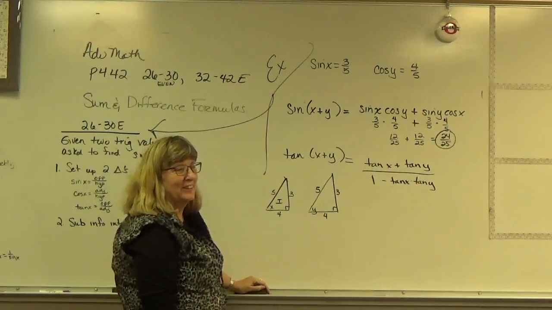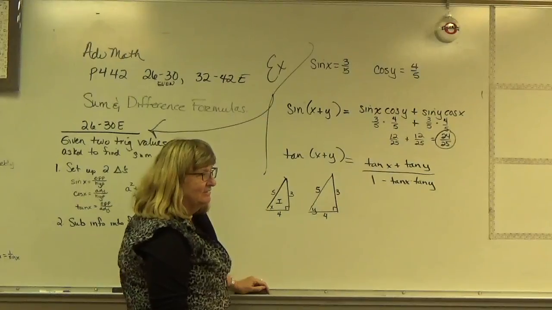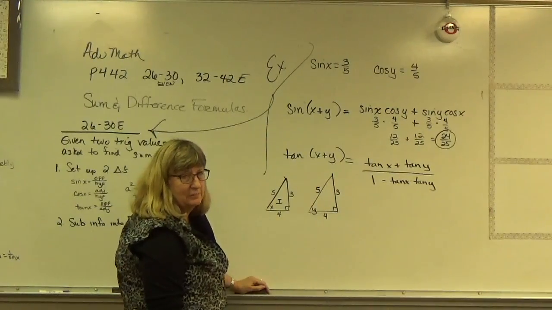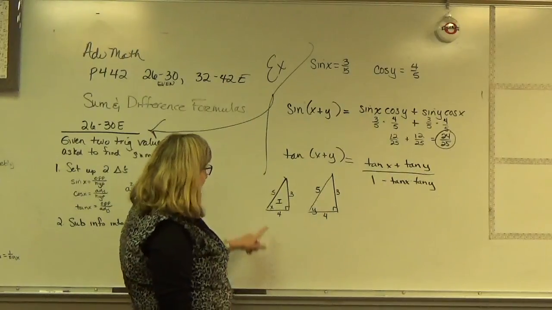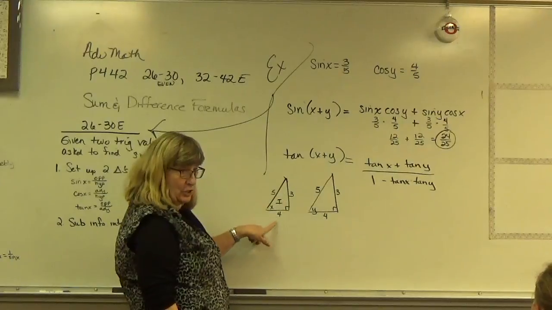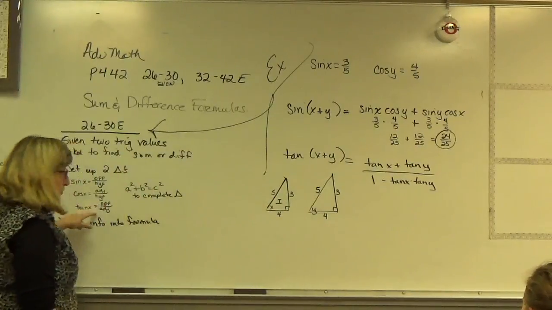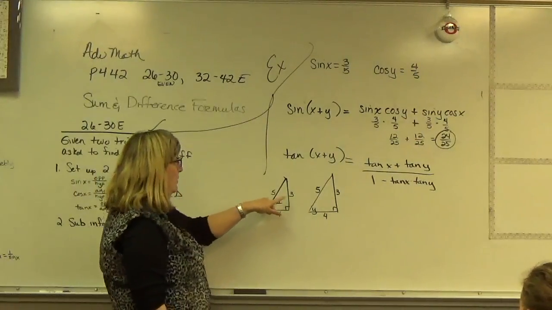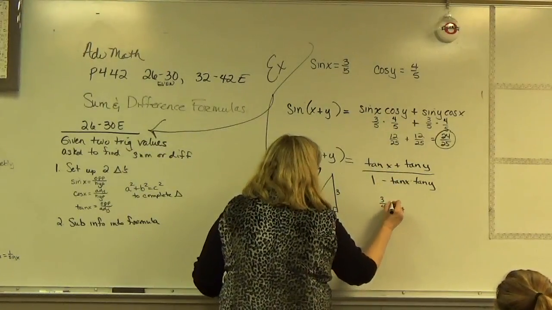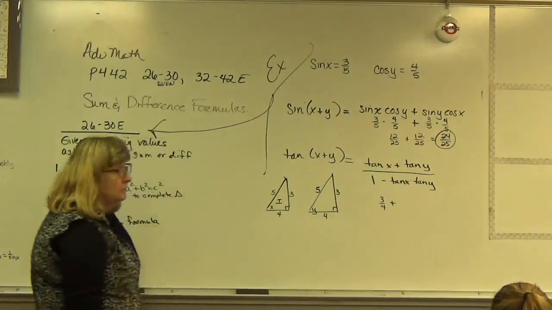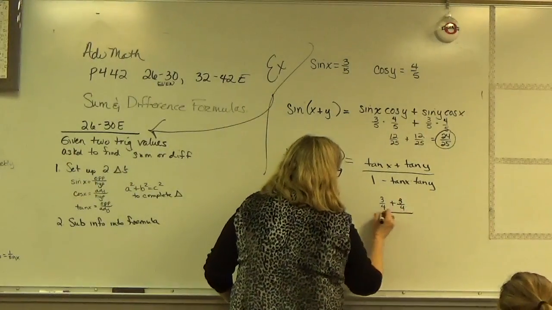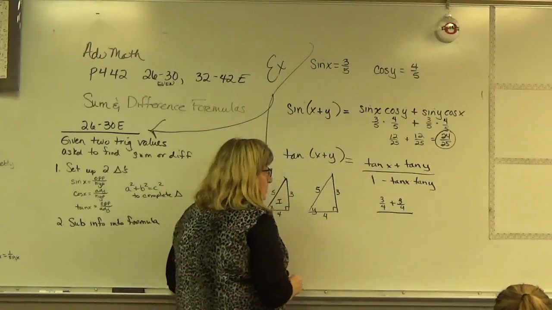Everybody think about what the tangent of x is. What's the definition of tangent? Opposite over adjacent, right? So what is it for here? 3/4. So that's what this one is. What's the tangent of y? Also 3/4. I thought it was minus. Oh wait, never mind. The bottom's minus on this one.